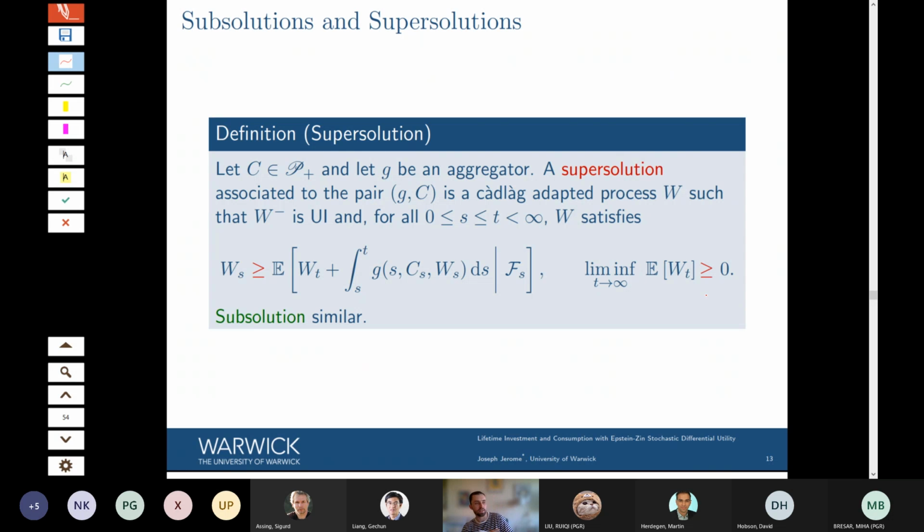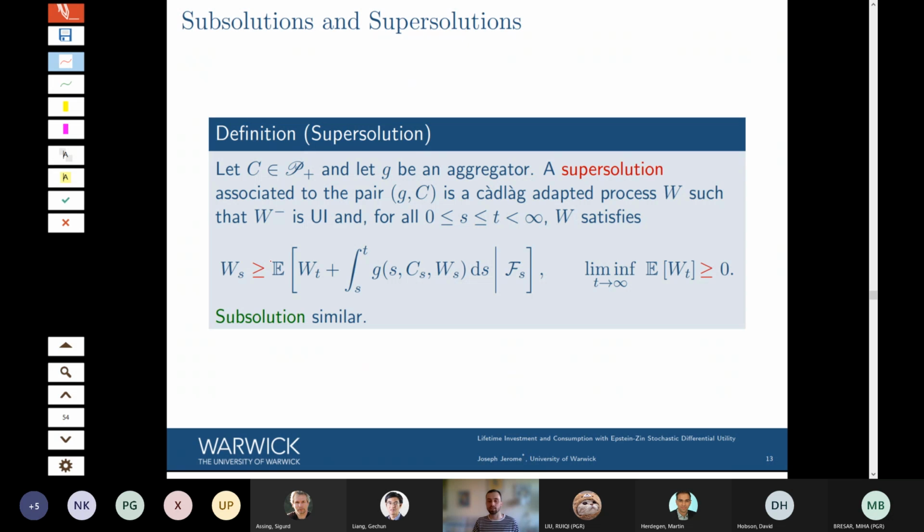To prove verification in this sense, we're going to have to introduce a couple of notions. The first of those is a supersolution. A supersolution associated to an aggregator g and a consumption stream C is just going to be a càdlàg adapted process W, such that the negative part is uniformly integrable, and for all s and t positive, s less than or equal to t, W satisfies this equation here. So W_s is greater than or equal to the conditional expectation at time t of the following.